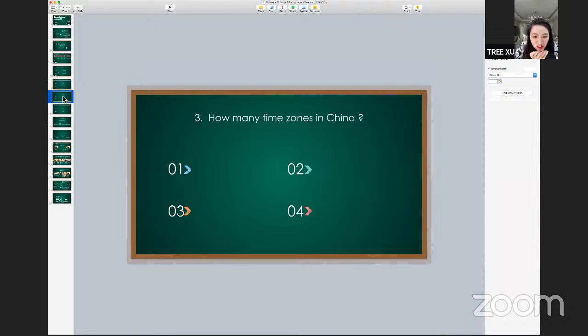So how many time zones are in China? You can type your answers. 你可以把你的答案写在留言区。我们中国有多少个时区呢？目前的答案有2、1、2。我们还有答案4。So the correct answer is 1.